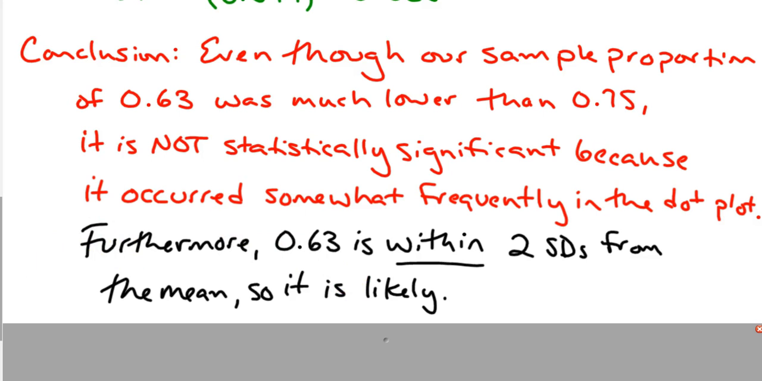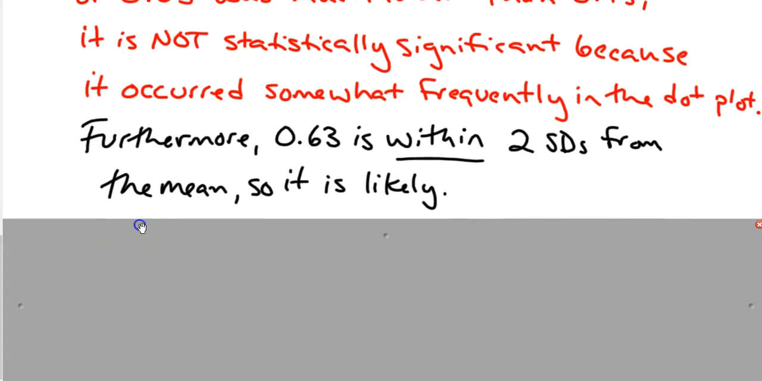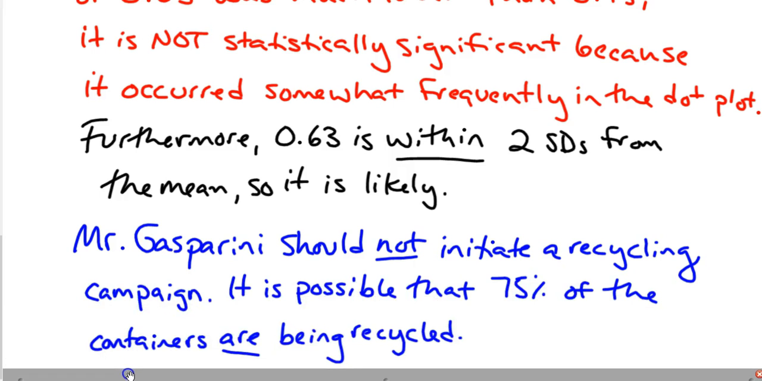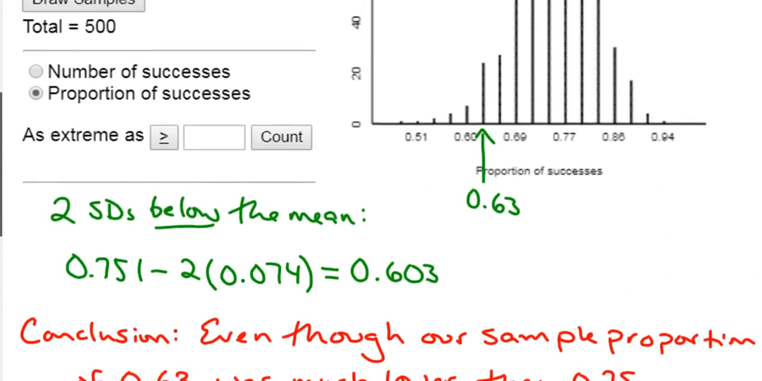So what do we conclude about Mr. Gasparini? Well, because it's within 2 standard deviations, we say we're not super surprised by that. It's not significant. Mr. Gasparini should not initiate a recycling campaign. It's possible that 75% of the containers are being recycled, and we just happen to have a sample that was a little on the low side.